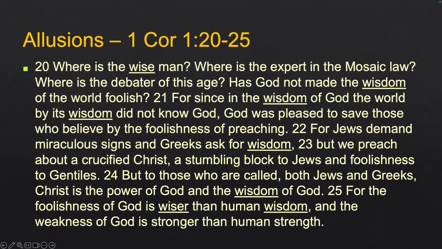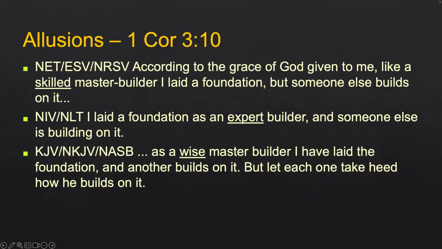So it's pretty obvious what the main idea in that paragraph is: wisdom, right? Then we go two chapters later, 1 Corinthians 3:10. The NET, the ESV, and the NRSV say, "According to the grace of God given to me, like a skilled master builder, I laid a foundation, but someone else builds on it." And the NIV and the NLT say, "as an expert builder." And the King James, New King James, and New American Standard say, "as a wise master builder."